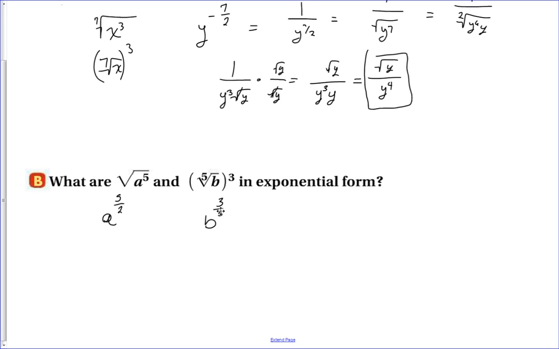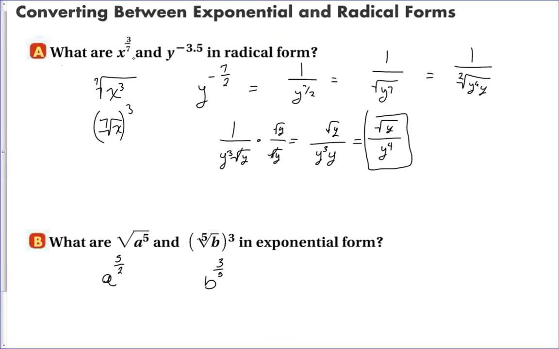Okay? So again, when you're converting from radical form to exponential form, exponents go in the numerator of the fraction, and roots go in the denominator of the fraction. And likewise, if you're going from exponential form to radical form, the numerator becomes the exponent, and the denominator becomes the index.